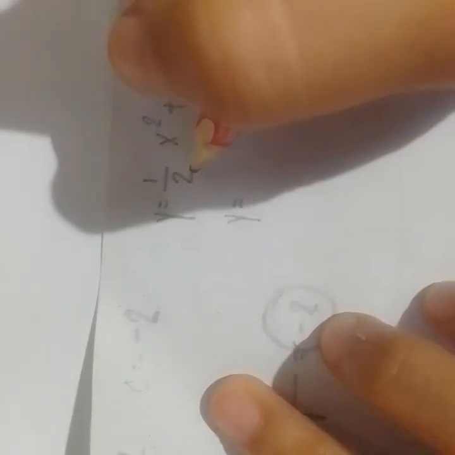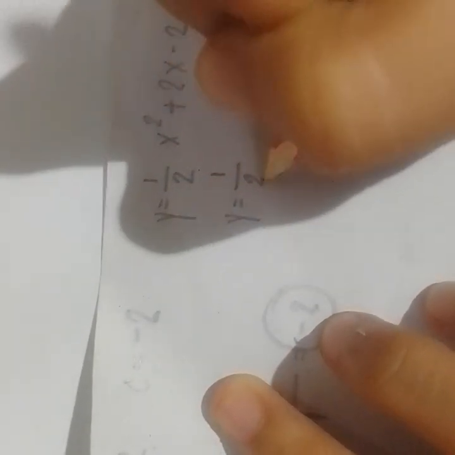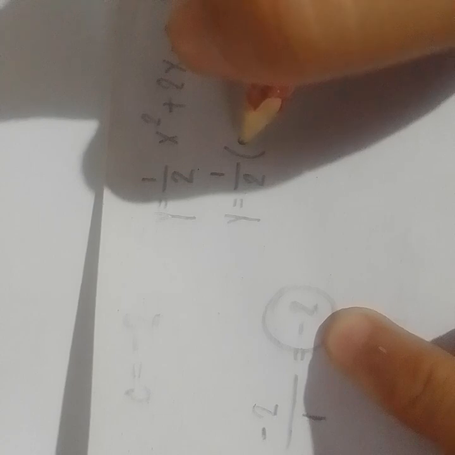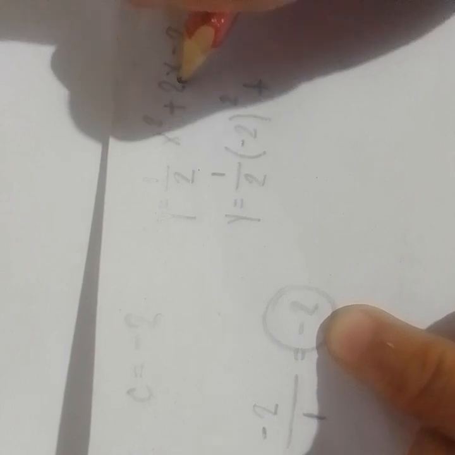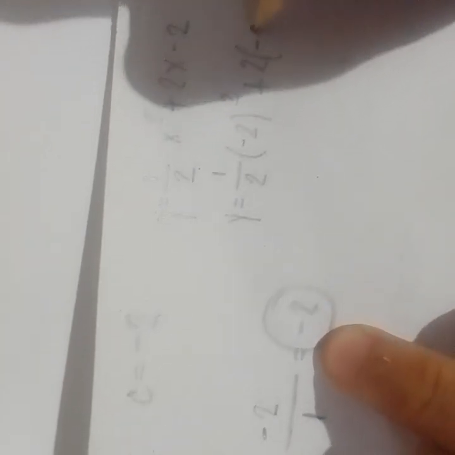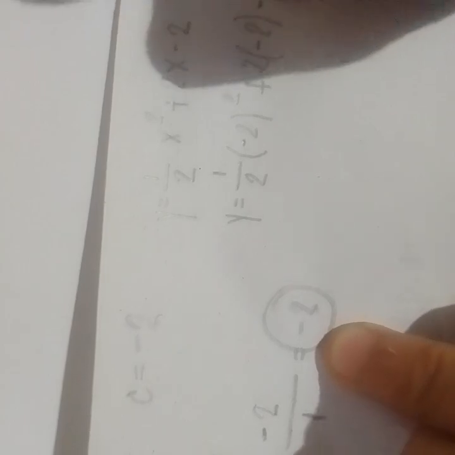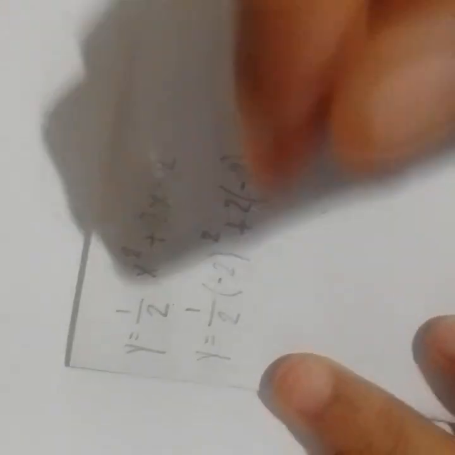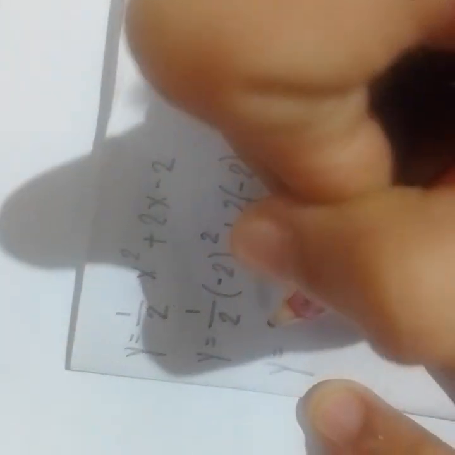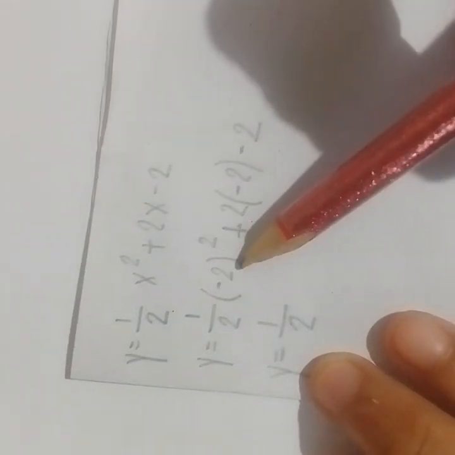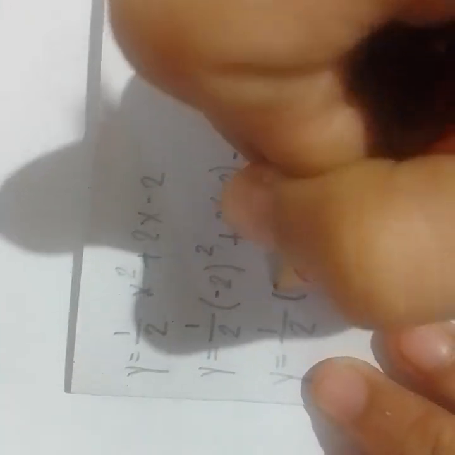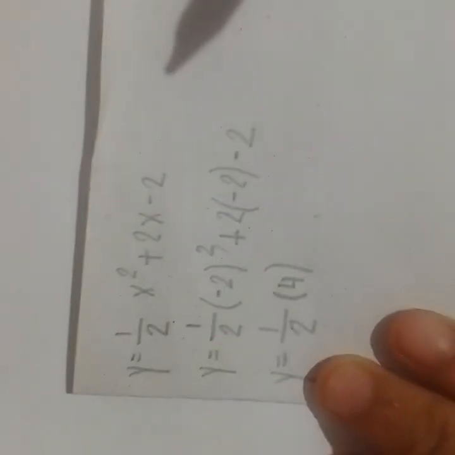So y is equal to, following the equation, 1/2, then next is x. We substitute x with negative 2, which we found earlier, raised to the power of 2, plus, following the equation again, 2, then x, so substitute negative 2, then minus 2. Now we simplify this. So we have y is equal to 1/2. Simplify negative 2 raised to the power of 2. That is positive 4.